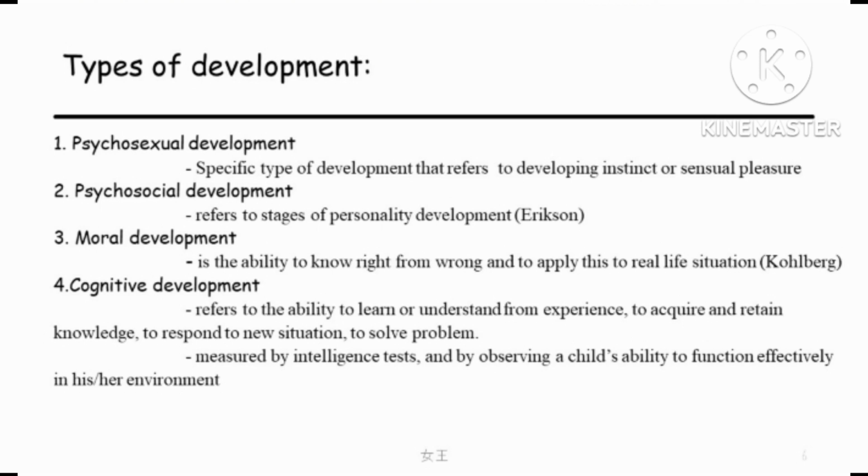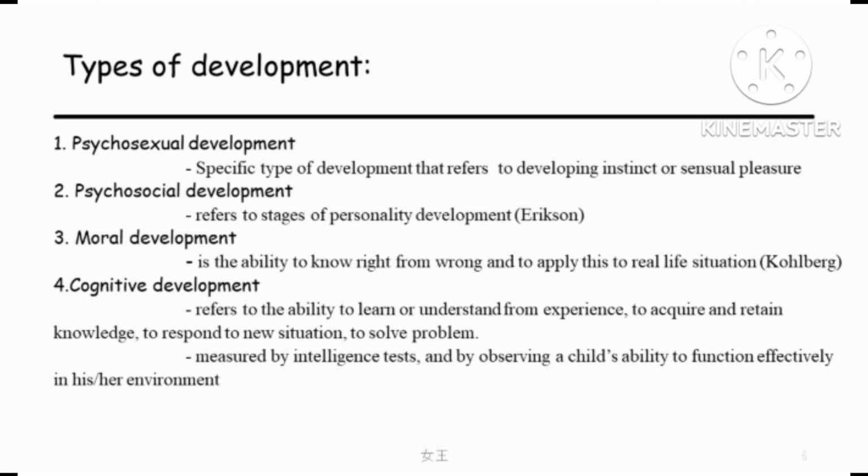The second type is the psychosocial development, which refers to the stages of personality development by Erikson. Erikson's eight stages of psychosocial development include trust versus mistrust, autonomy versus shame and doubt, initiative versus guilt, industry versus inferiority, identity versus role confusion, intimacy versus isolation, generativity versus stagnation, and ego integrity versus despair.